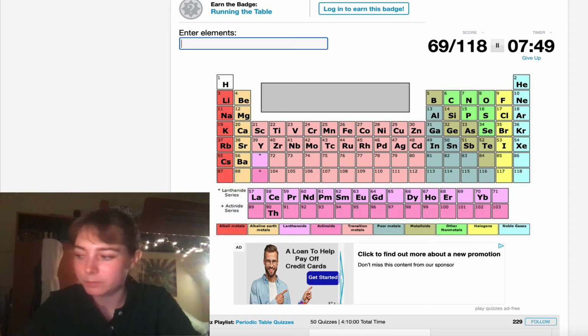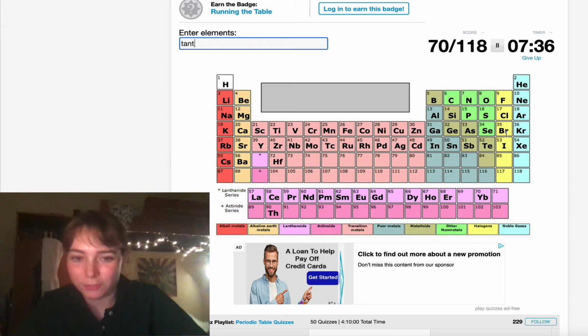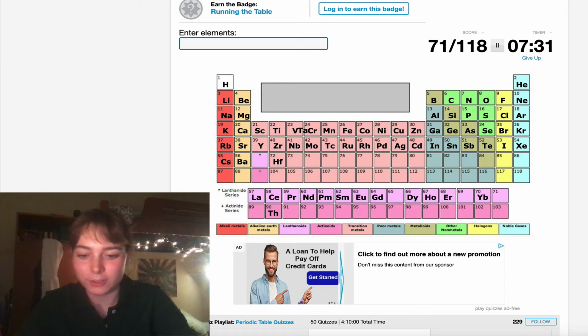Terbium, hafnium. I'm surprised I remembered the jump from here to here. Tantalum, tungsten, rhenium, osmium, iridium. These stand out in my mind. Platinum. It's a good element. Gold. Mercury.